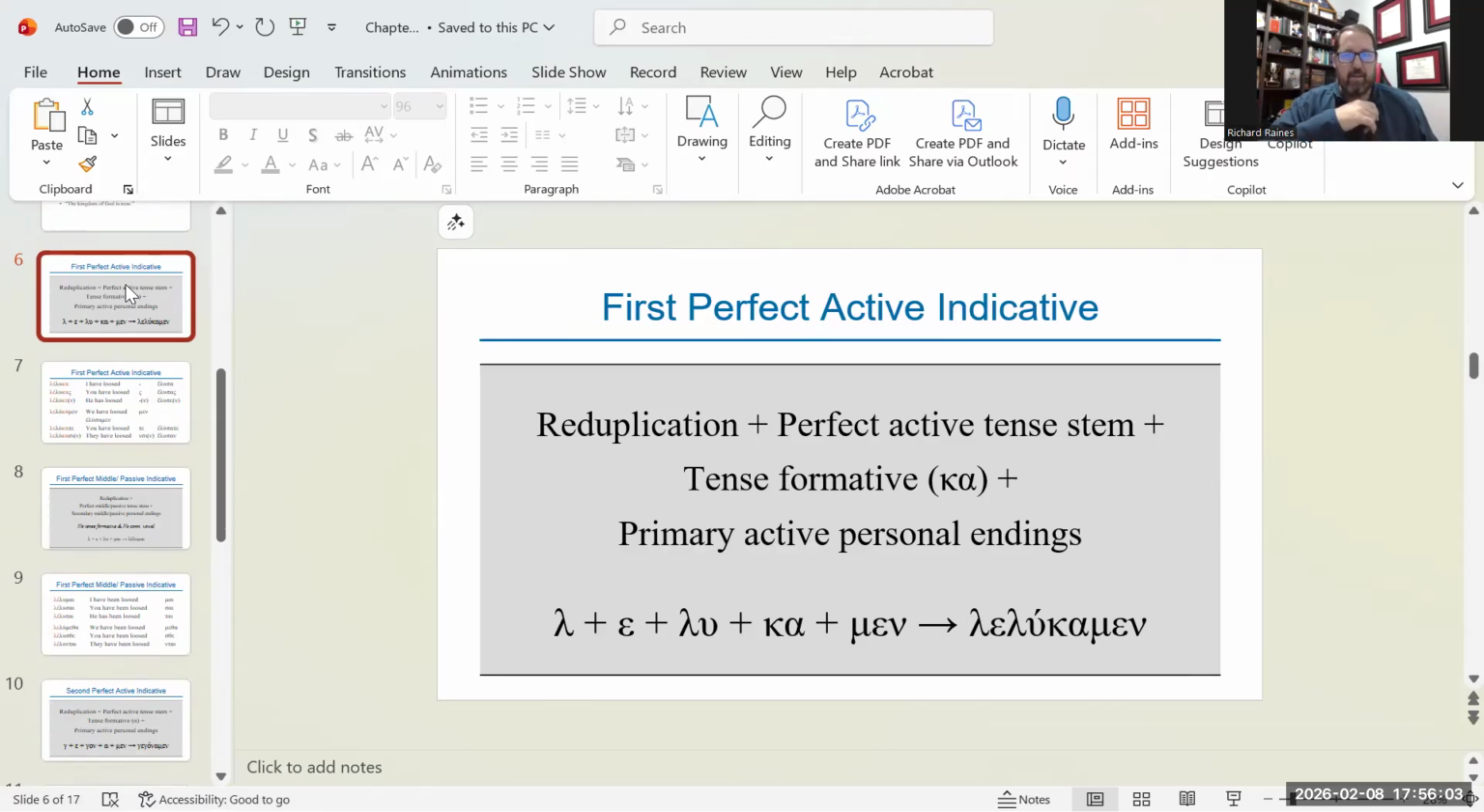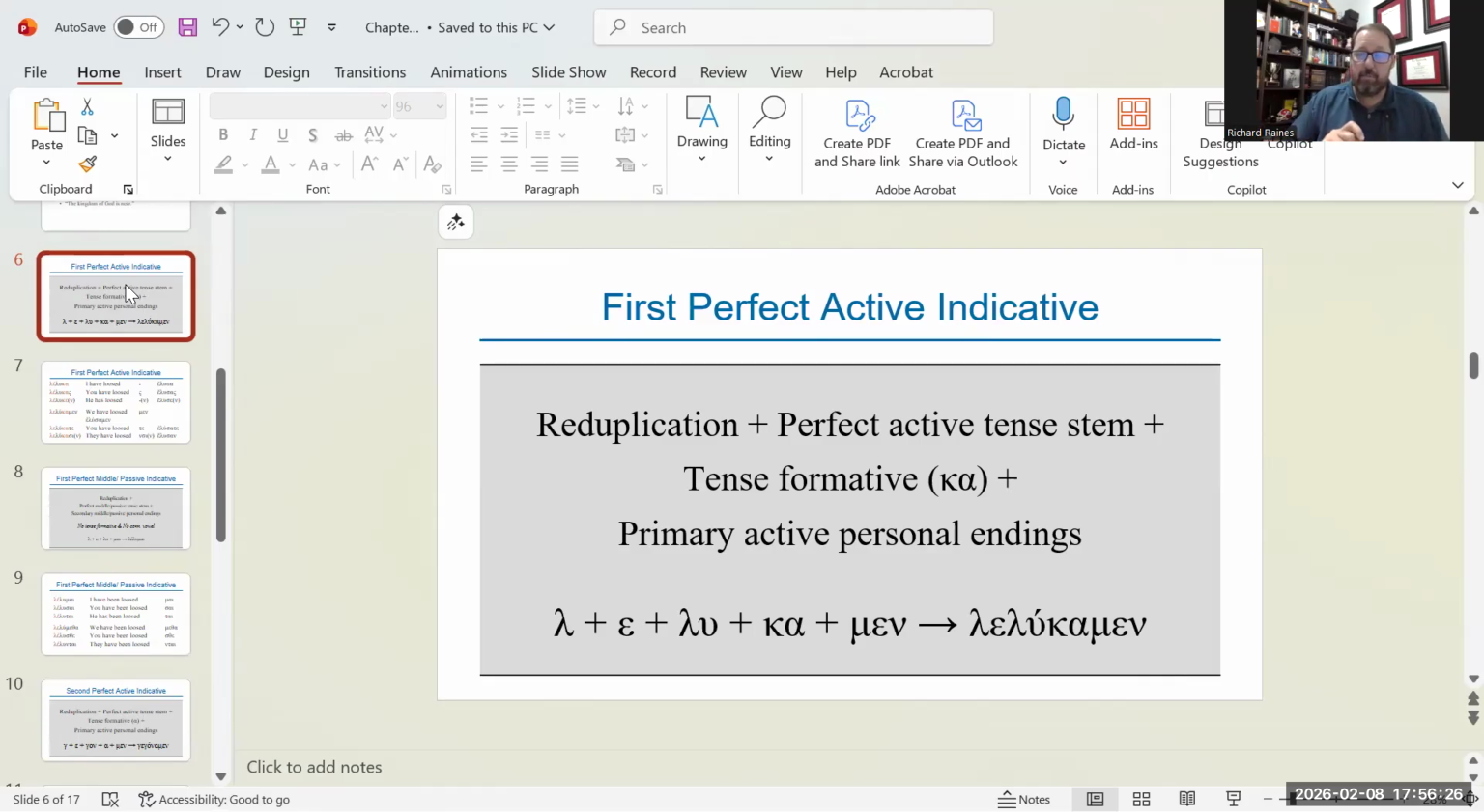But here's what you have. In the first perfect active indicative, you have a reduplication of the first consonant of the word. Now we're doing luo, I loose, right? So we're trying to come up with the perfect tense, which is past action that means something today.